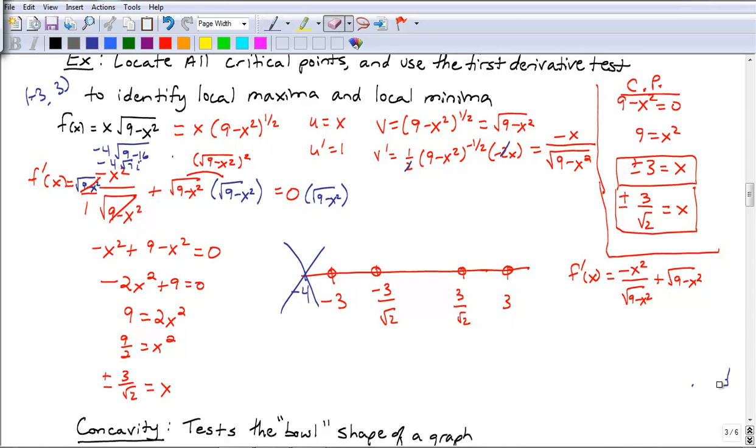Now we pick another test point. This one will actually be in the domain. The other test point has to be between negative 3 and negative 3 over root 2. So to do this, you've got to figure out what negative 3 over root 2 is. So just get a calculator. Into your calculator, you type negative 3 over the square root of 2, and you get 2.12. So that's like negative 2.12.